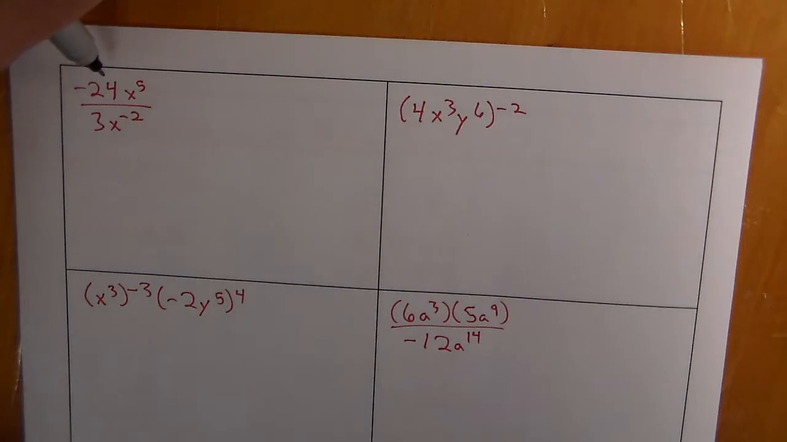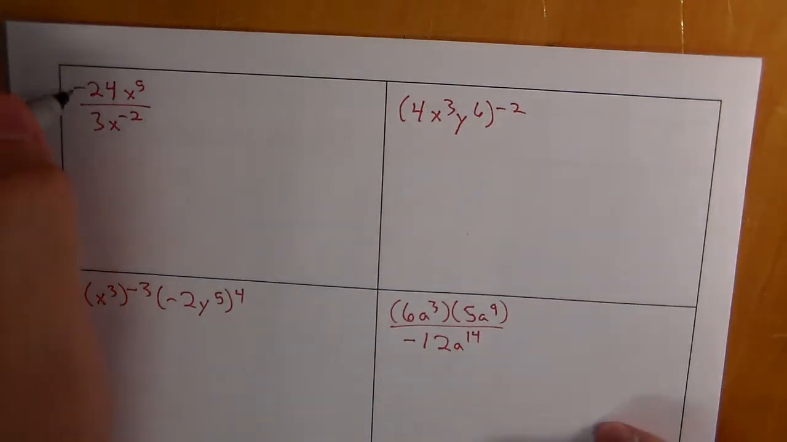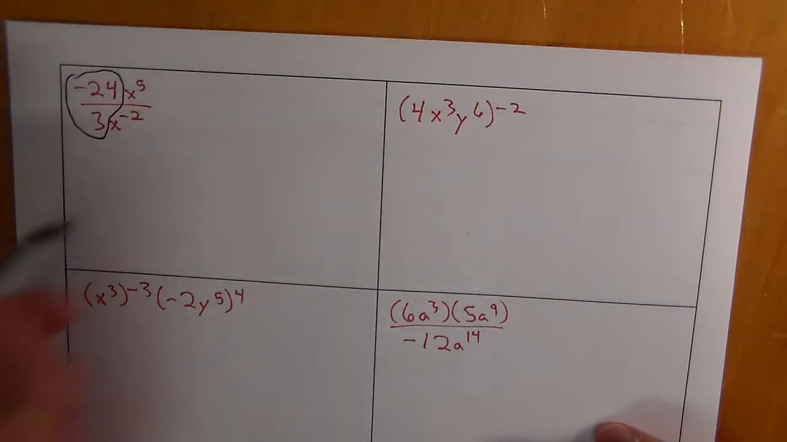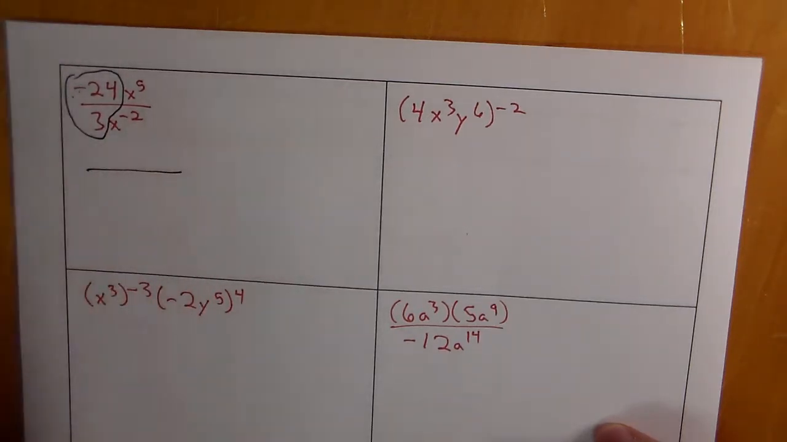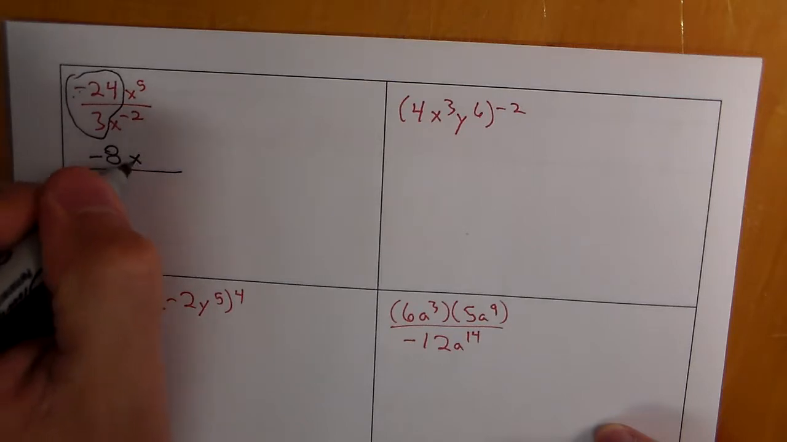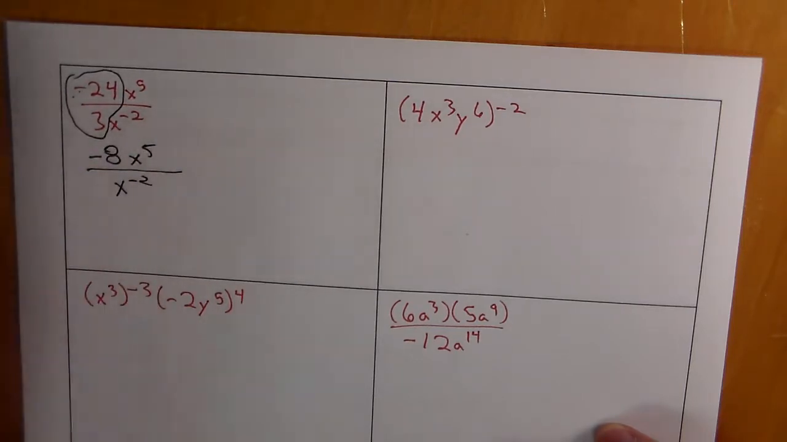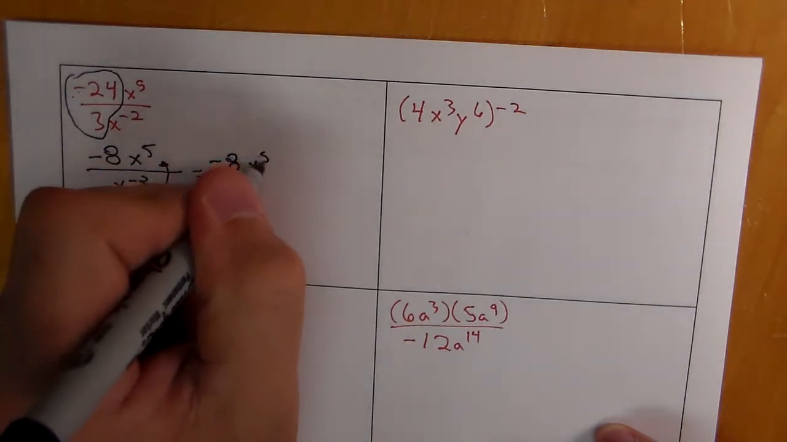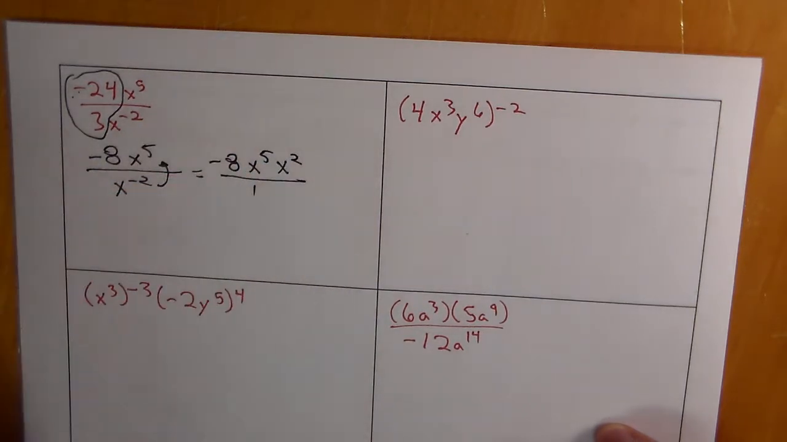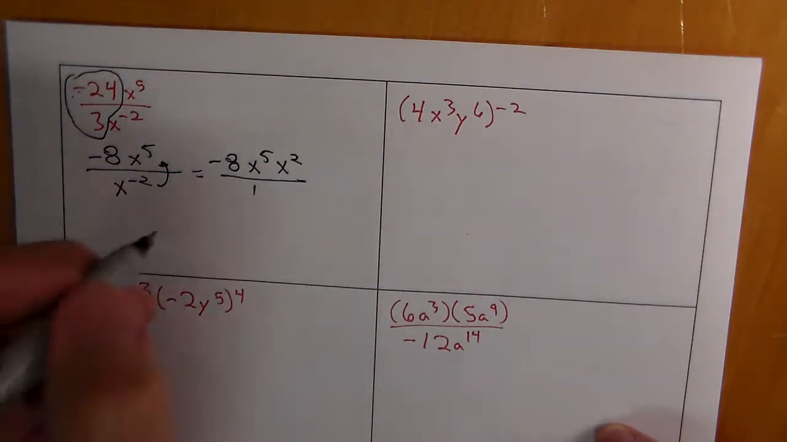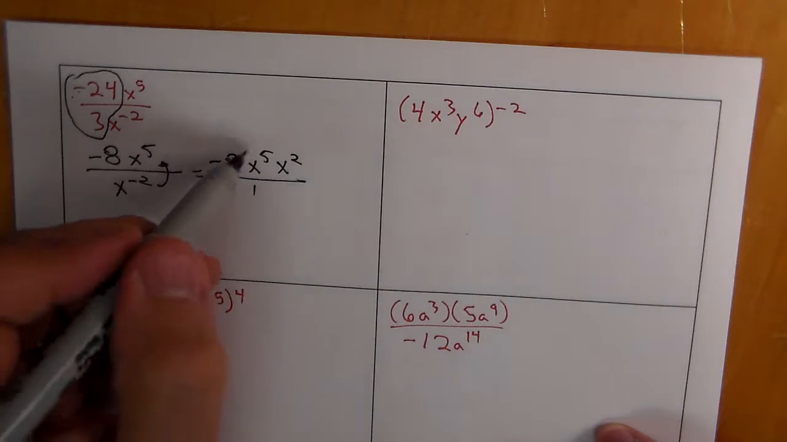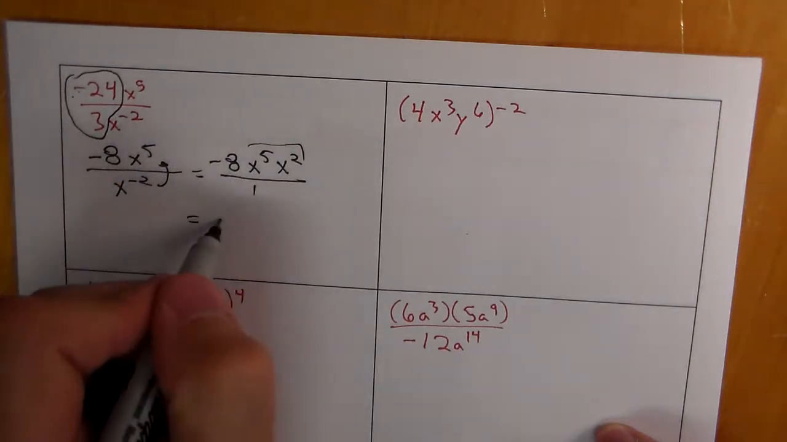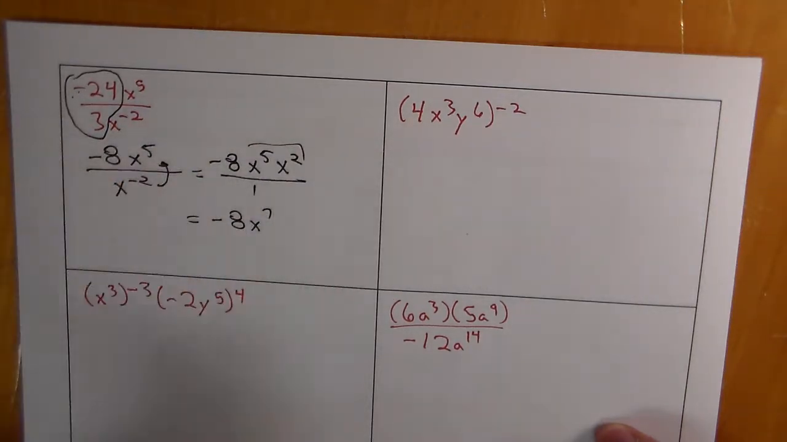Let's go to negative 24x to the 5th over 3x to the negative 2. First thing I want to look at is the coefficients. I'm going to treat this as normal division. Negative 24 over 3 gives me a negative 8. Now, I want to make this negative 2 positive exponent, so I move that up to the top, and I have negative 8 x to the 5th times x squared with nothing underneath, so I just put a 1 as a placeholder. Now, by using the product rule, I can put these together and get negative 8x to the 7th.